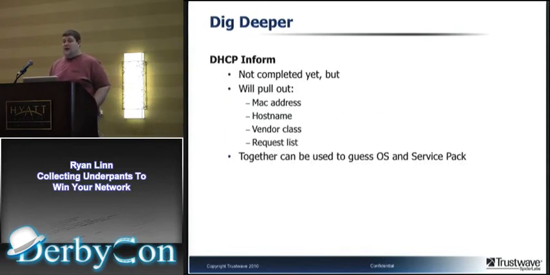So DHCP, it's not completed yet, but right now we're pulling out MAC addresses, host names, and vendor classes. The vendor classes and request list are what allow us to do fingerprinting. The order that those appear in is different across operating systems and across operating system versions. So there's some information out there already. I just need to compile it in and get it working so that as you see hosts come in, you can identify different versions of OS X and Windows based off that information.